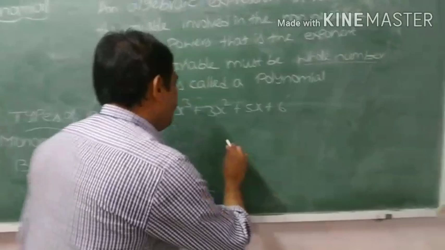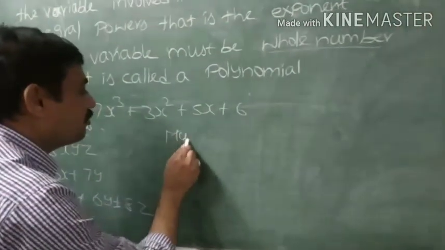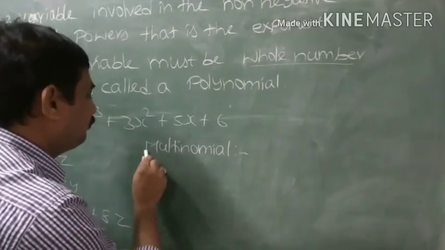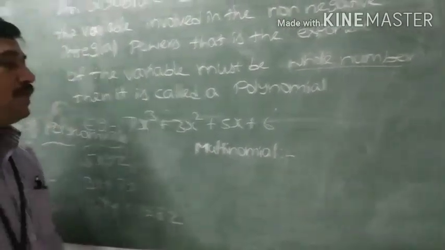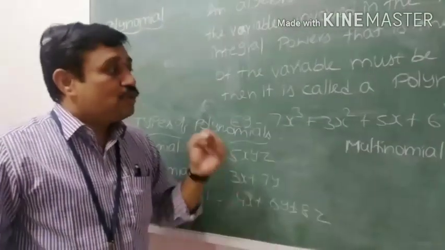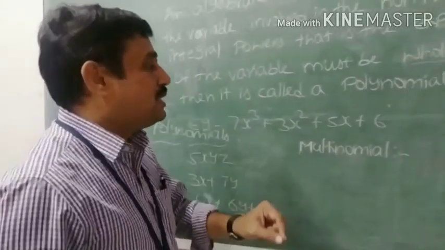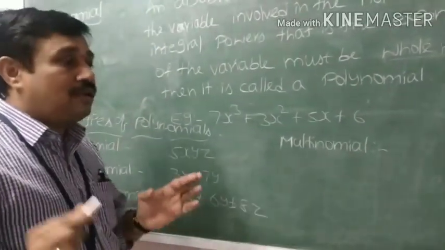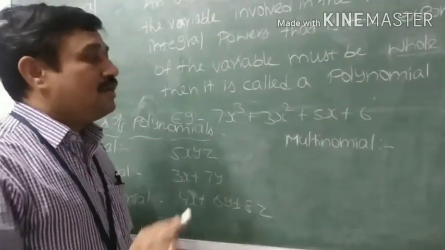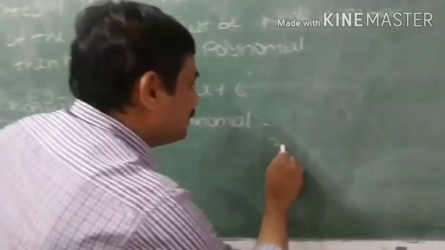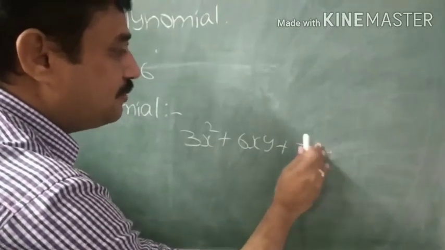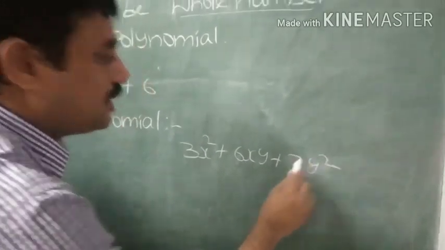Next, multinomial. A multinomial is a polynomial containing two or more terms. But in a multinomial, the terms should be unlike. Then we consider it as a multinomial. For example, 3x square plus 6y plus z plus 7y square.